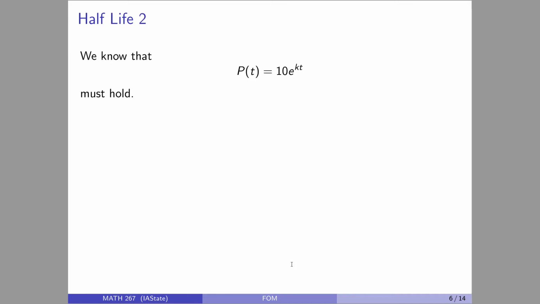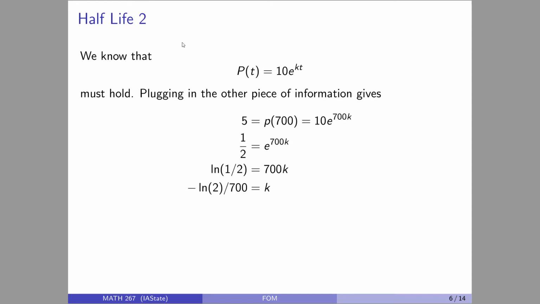So we know that P of t has to be 10 times e to the kt. That's just, right, we're dealing with proportional growth, Malthusian growth, as it is also known. And here you see I'm setting up the joke. So we know that that has to hold. Now we can solve for k because we were told that at P equal to 700, it is equal to 5. So plug that information in and note that the 1/2 now has shown up.